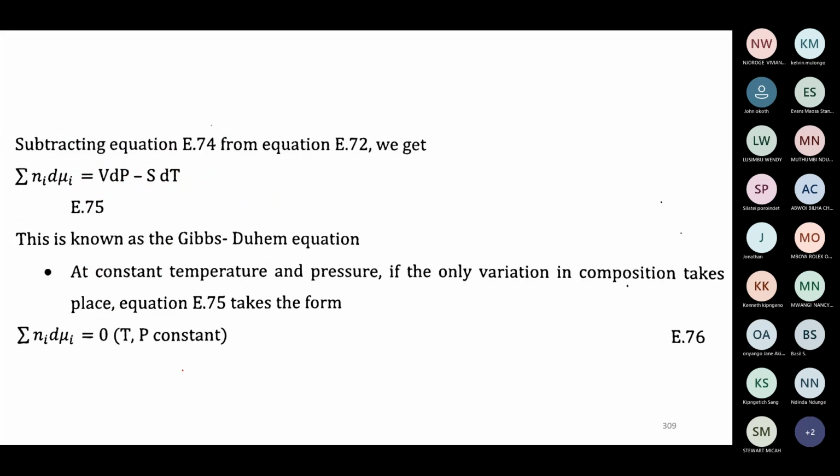So subtracting equation E74 from E72, you get this expression here: the sum of n_i d mu_i equals VdP minus SdT. This expression is referred to as the Gibbs-Duhem equation.